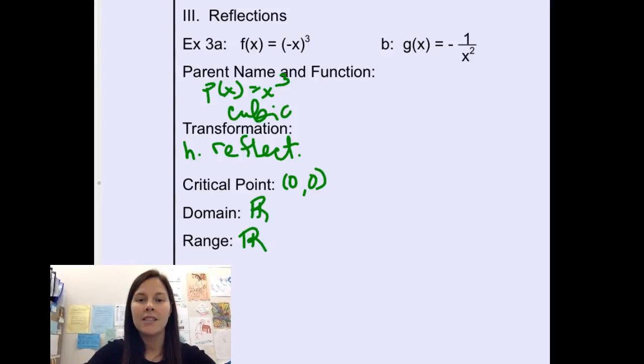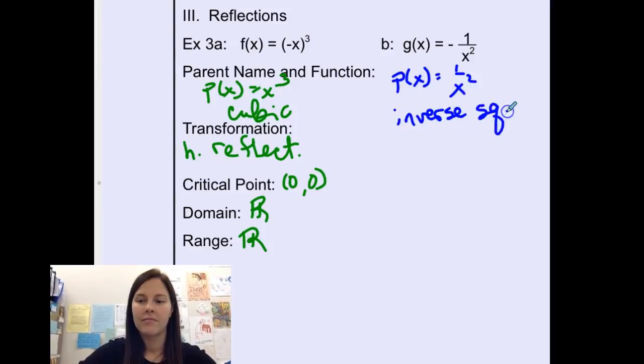Part B, this is our inverse square function. Notice this time that negative is not grouped with the x. So this is a vertical reflection. What that means is it will flip the graph across the x-axis. Reflections do not impact the critical point.